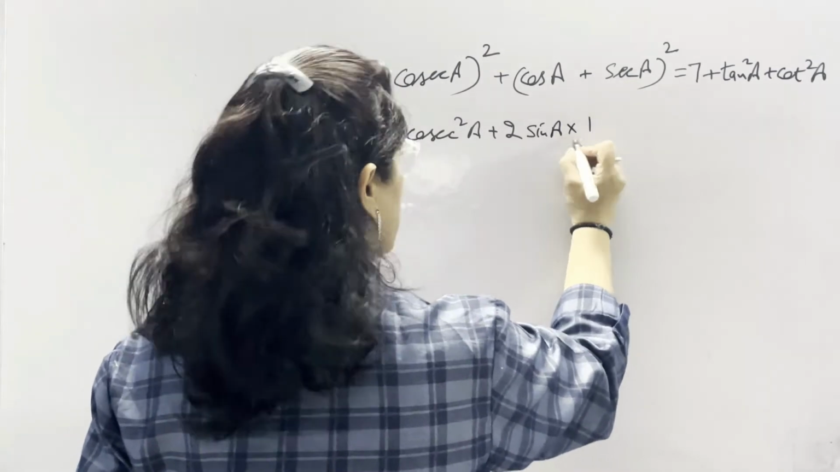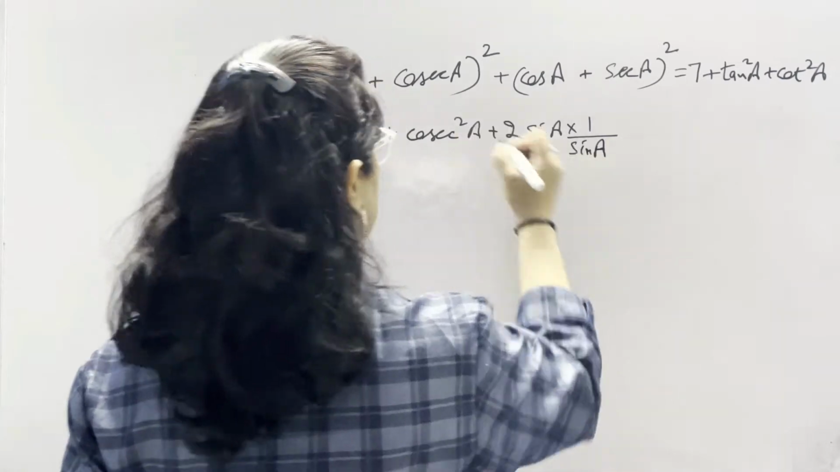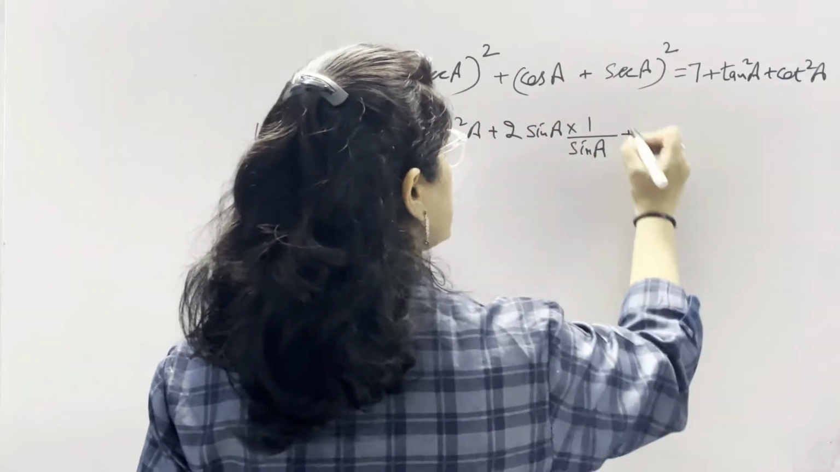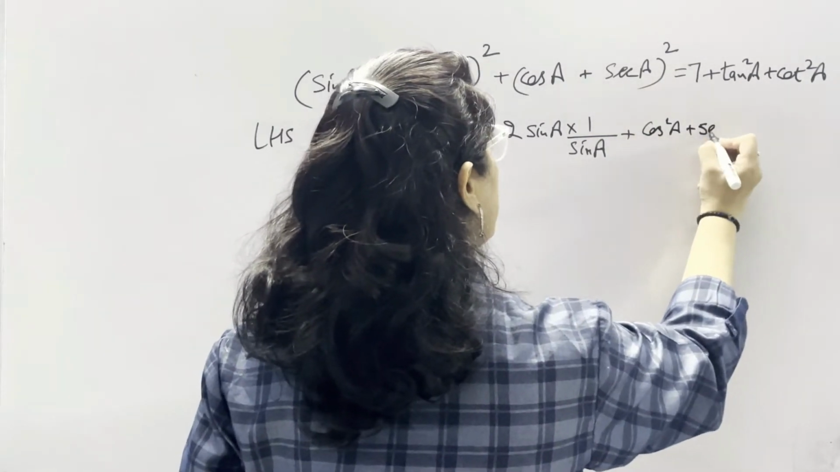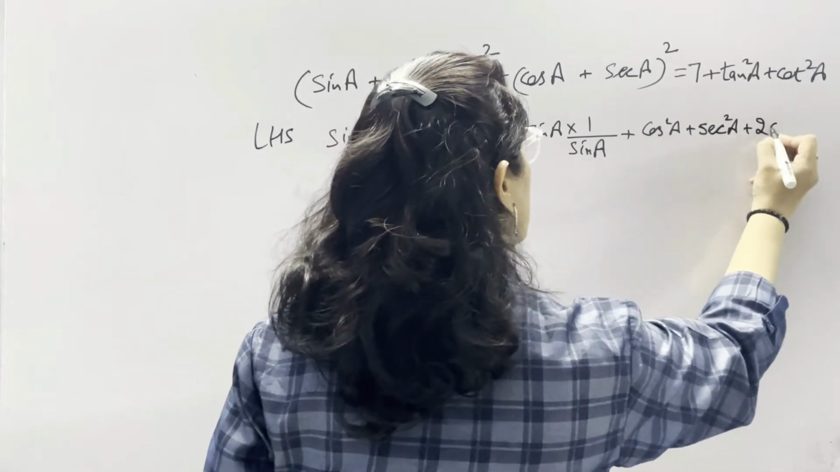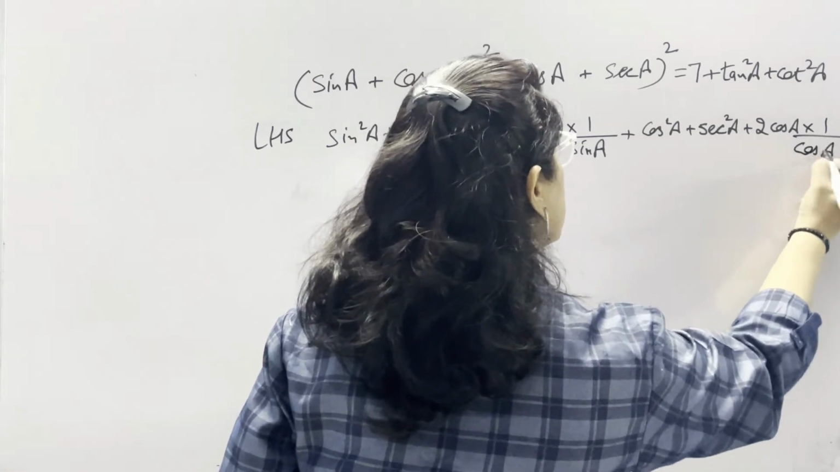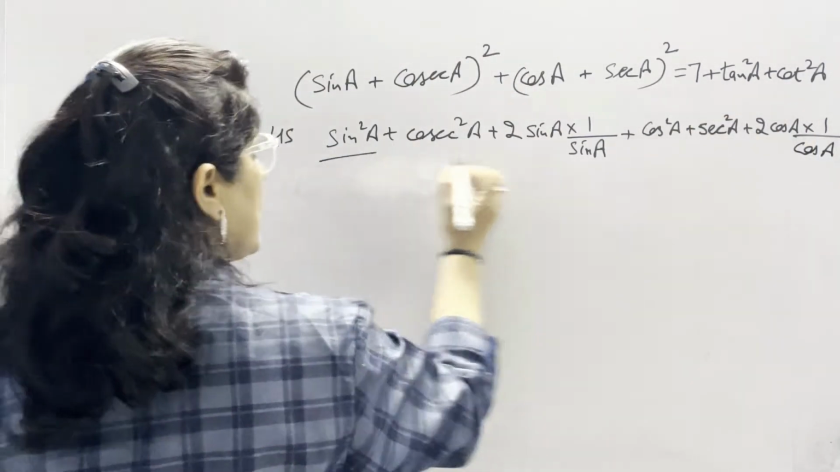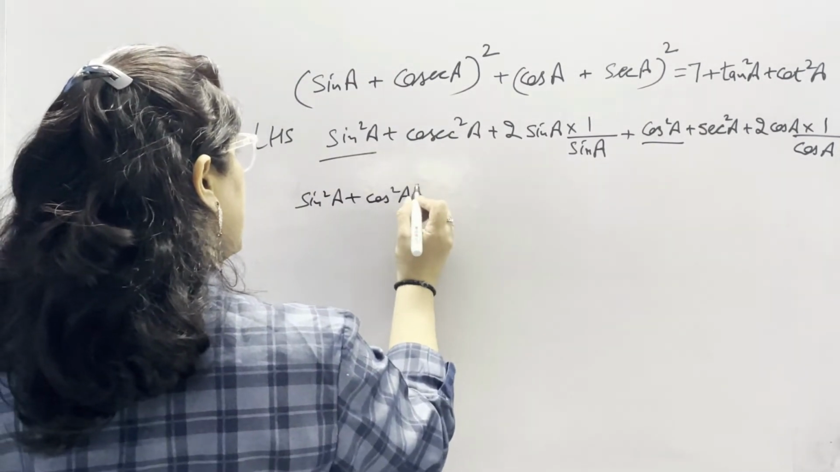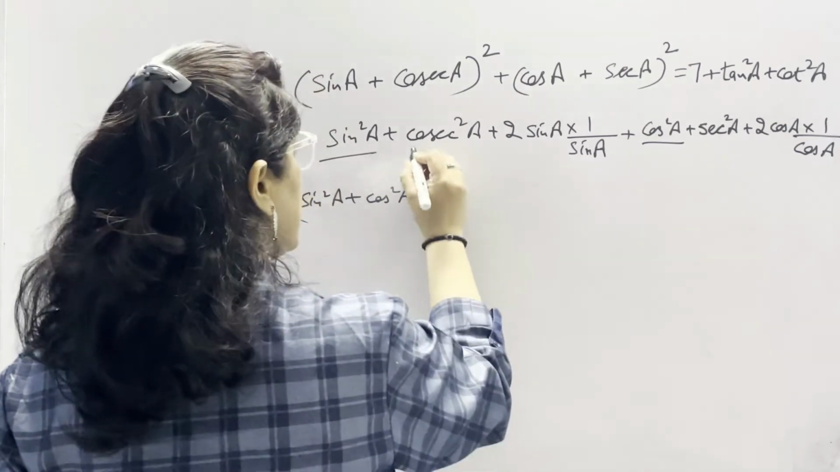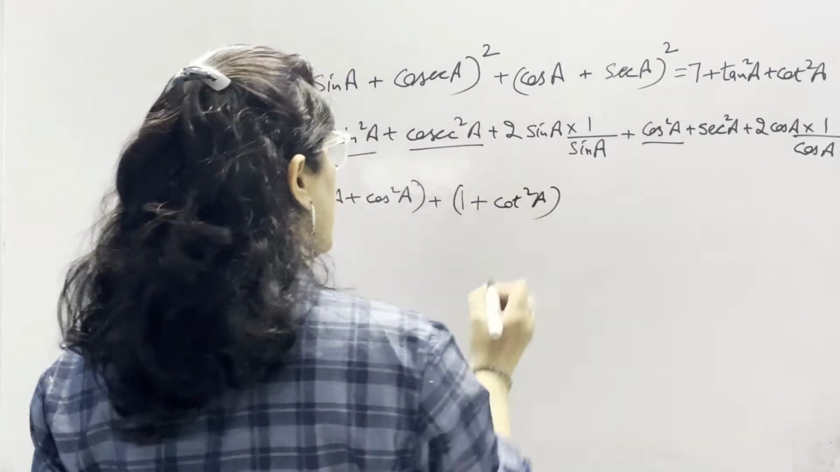We can reduce one step by writing 1 upon sin A instead of cosec A. Then in the second bracket, cos A plus sec A whole square. So cos square A plus sec square A plus 2 cos A into, again we can write here 1 upon cos A instead of sec A. Now sin square A plus cos square A, we need to put them in one bracket so that we can put the identity here, sin square A plus cos square A. Instead of cosec square A, we need to write 1 plus cot square A, third identity.